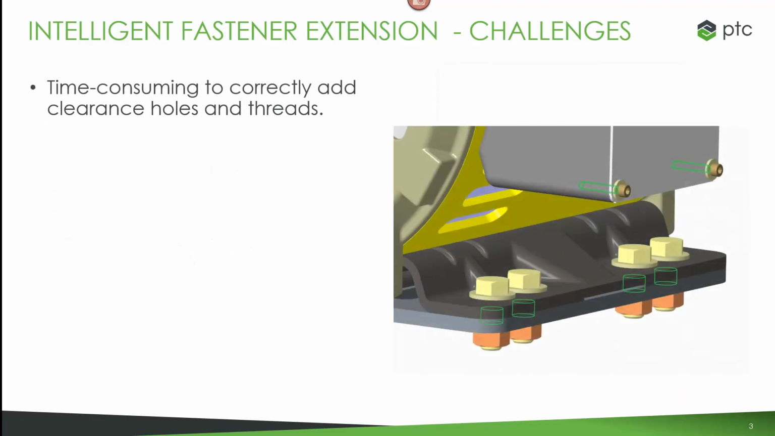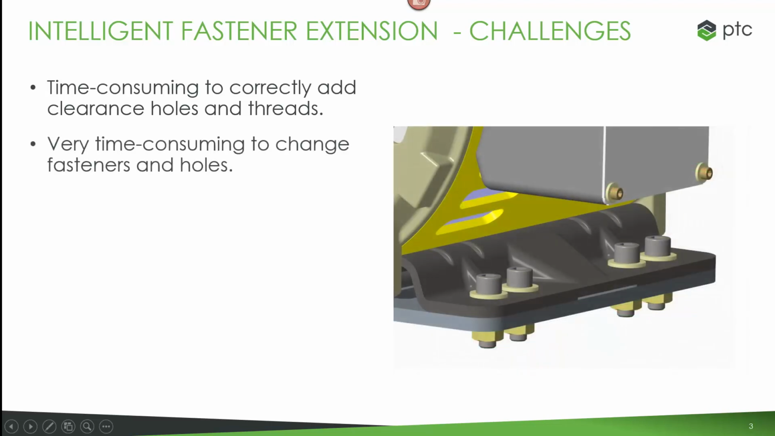It's also time consuming to correctly add all the extra stuff that comes with the fasteners, the clearance holes, the threads, because it's not just enough to have the fastener in place. It needs all that extra stuff. It needs to have the right hole, the right size, with the right notes, so that I know that I can push this into manufacturing. It's also very time consuming to go back and change fasteners and holes. So repeating a lot of work that you've already completed when you have to go through and make a change onto something like this.